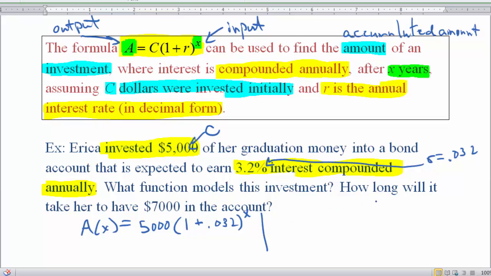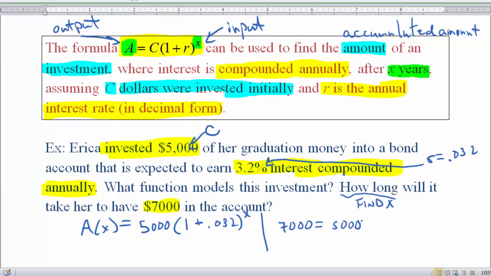Well, first off, when you're asked that question, what are you trying to find here, right? What you're trying to find in this instance is how long. So you're trying to find x, right? If they're asking you how long and x is the time, that means you're trying to find x. So you're not replacing x with a value. You're going to leave x as the variable, and you're replacing the a of x with 7,000. So what you're doing is you're actually solving the equation.